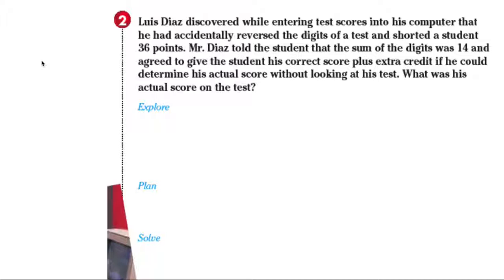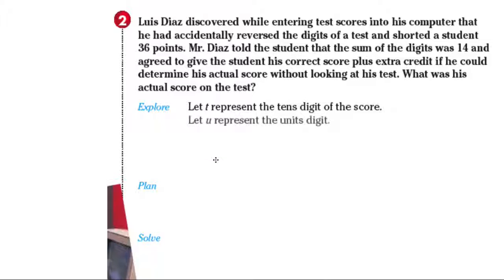This is a classic example of a digits problem. Okay, so when you see these types of problems, it's called a digits problem. And just like any word problem, we always start with a let statement. So let t represent the tens digit of the score, and let u represent the units digit, or the units digit also stands for the ones place. And the reason why we don't represent it with O is because the O will look like a 0. So let's just use u for the units digit.